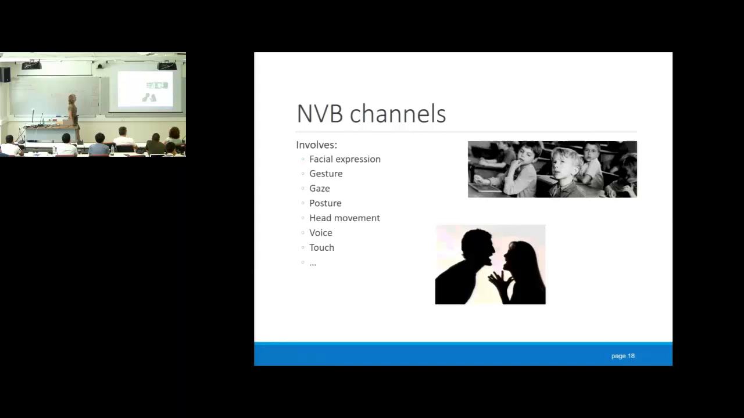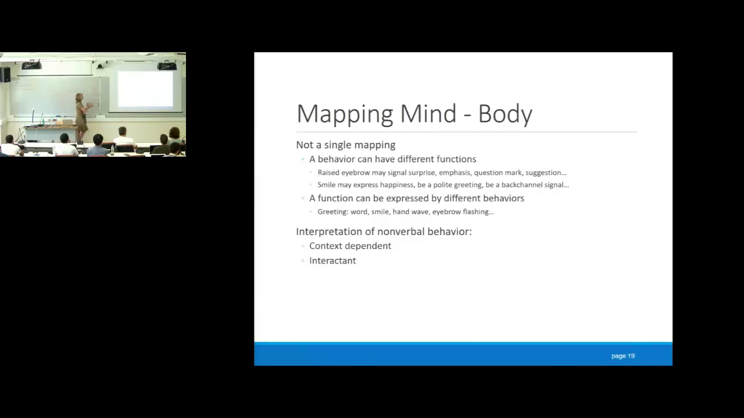All right, nonverbal behavior involves the whole body. It involves facial expression, gesture, gaze, posture, head movement, voice, as well as touch. Lately, we've started working on the notion of social touch, which is also very important in communication. And what is important here is that, as we said, a behavior can have different functions. So there is a link somehow between mind and body. And that is really tough because you have to interpret nonverbal behaviors, and you have to take into account the context.